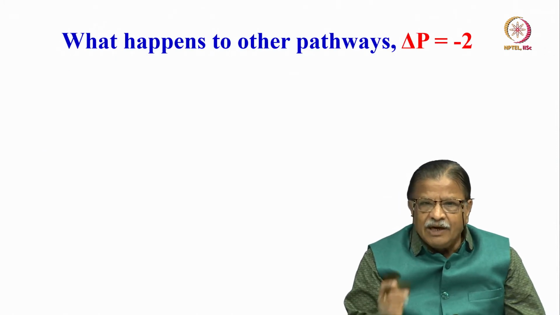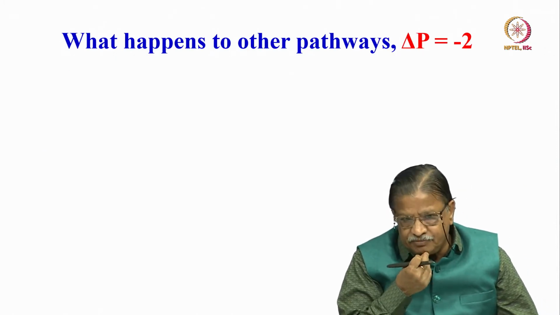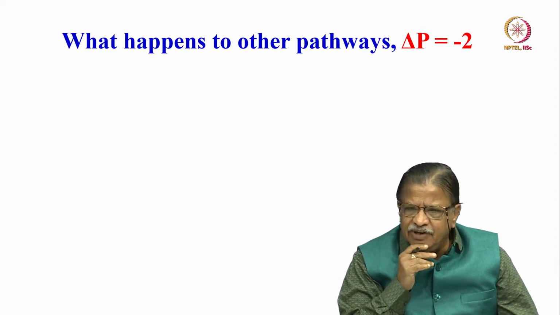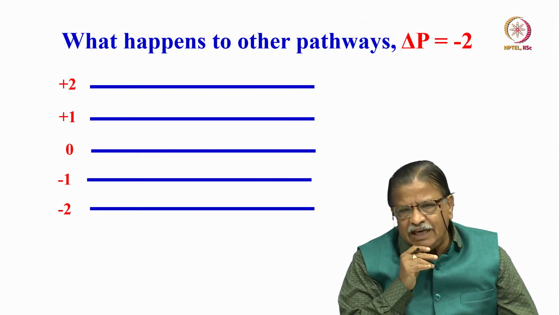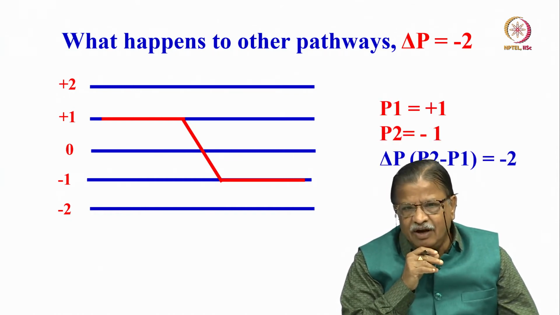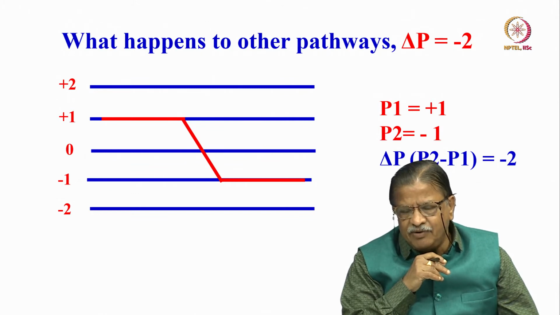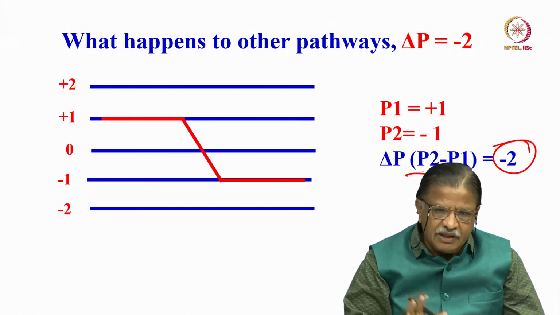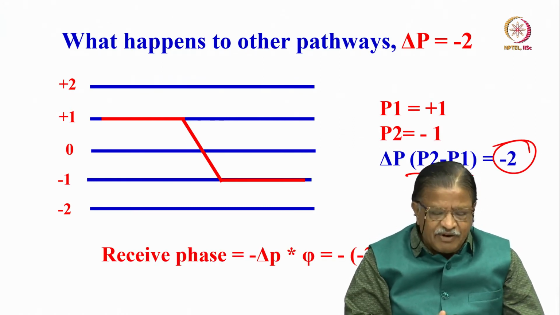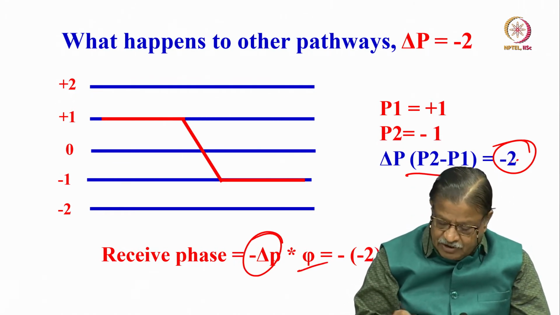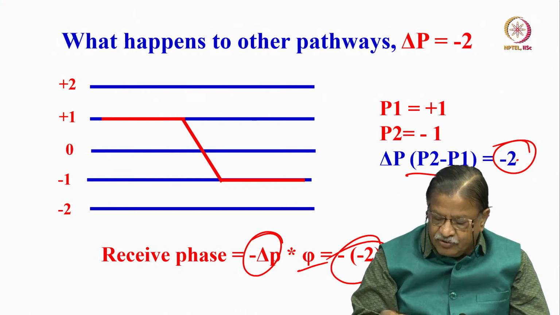Okay. Now what happens to other pathways? Delta P equal to minus 2. Will it come through? Will it go through with the same phase cycle? Let us see. I have the same coherent orders. I want to select minus 2. For minus 2, you have to take P1 equal to plus 1, P2 equal to minus 1. Delta P is equal to P2 minus P1, which is minus 2. That is correct. Now what is my receiver phase? Minus delta P into phi. Minus delta P is minus of minus 2, it is plus 2, so 2 phi.